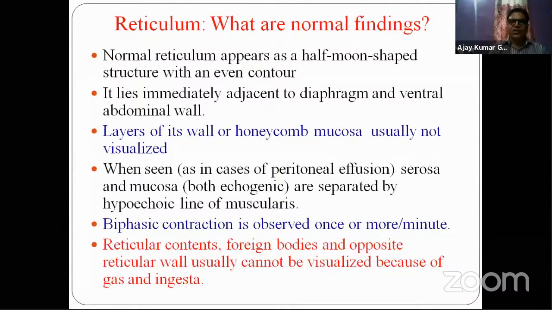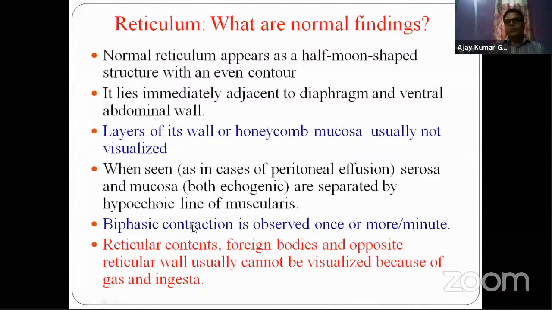usually are not visualized. In some cases, the different layers of the reticular wall can be seen, as in cases of peritoneal effusion, and when they are seen, they will be visible as echogenic layers of serosa and mucosa, and the muscularis will appear as a hypoechoic line in between the echogenic lines of serosa and mucosa.